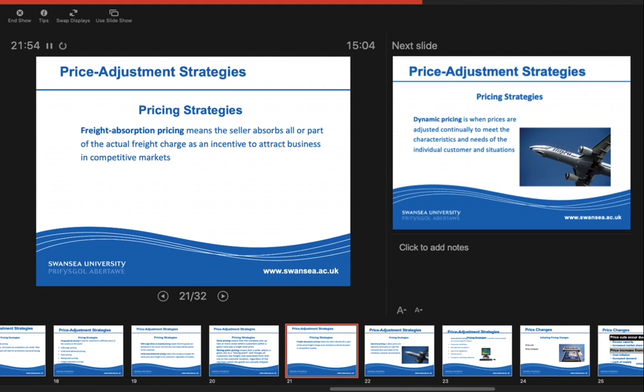Freight absorption pricing means the seller absorbs all or part of the actual freight charge as an incentive to attract business in competitive markets. So again, it means that they will lower their profits, but use the fact that they are paying for the shipping as a way to reduce the price, but maintain the air of quality and prestige about the product or service.